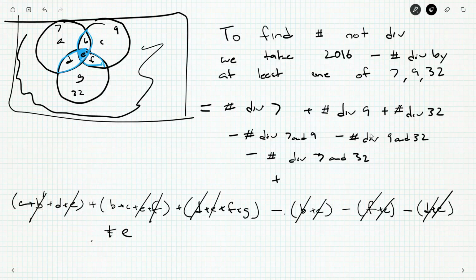All right. So we need to add in, just got to make sure these things, 7 and anything divisible by 7, 9, and 32. And you can even explain it with this Venn diagram if you really want to. Okay, but this is actually not so bad to do.